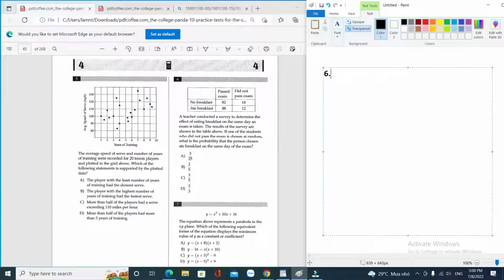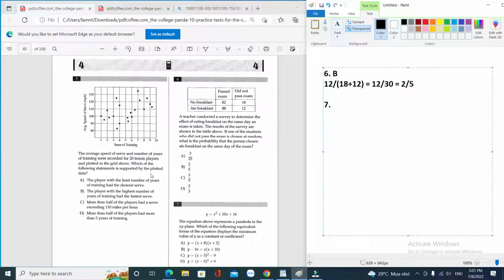So for number 6, we only talk about the students who did not pass the exam, so we have to divide by the number of students who did not pass the exam, which is 18 plus 12. So what is the probability that that student ate breakfast? 12 ate breakfast and did not pass the exam. So that's 12 over 30, so that's 2 over 5. So the answer should be B. Okay, so that's number 6. Let's do number 7.